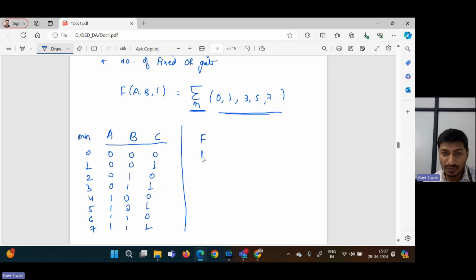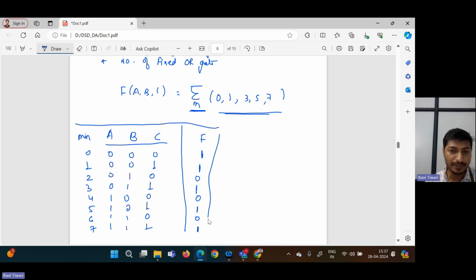So 0 is 1, and 1 is also 1. But 2 is 0. 3 is 1. We don't have 4, so 4 is 0. 5 is present, that means it's 1. 6 is not there, that means 0. And 7 is there, that means 1. So this is the complete truth table for this numerical.